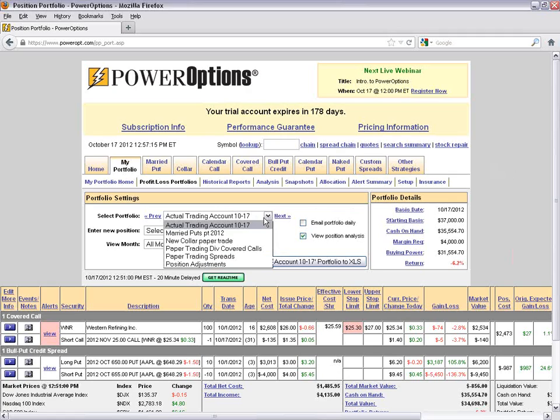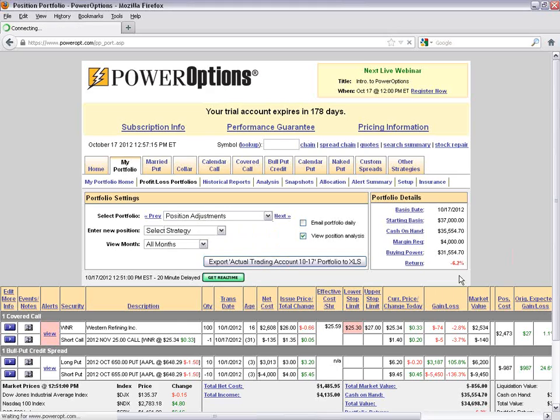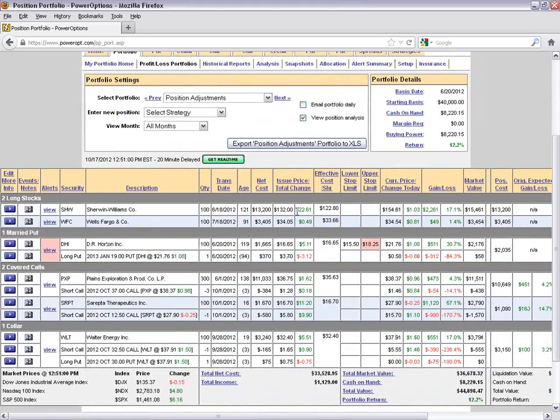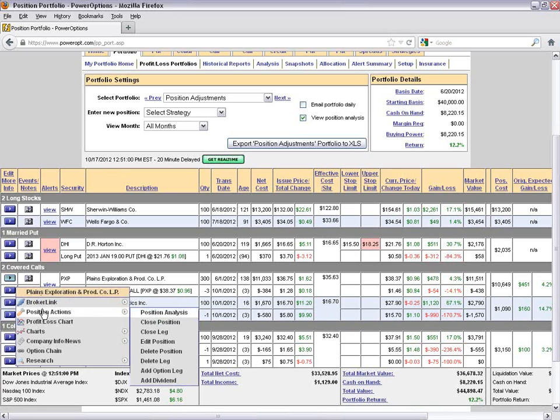Rather than look at our actual trading account, I want to go to position adjustments. Okay, so we covered a covered call that had dropped in price. We've got 2 covered calls here that have moved up in price, so we could look at the rollout opportunities moving above, but I think fairly simple. We'd do the same process, right? We'd go to position actions and position analysis.